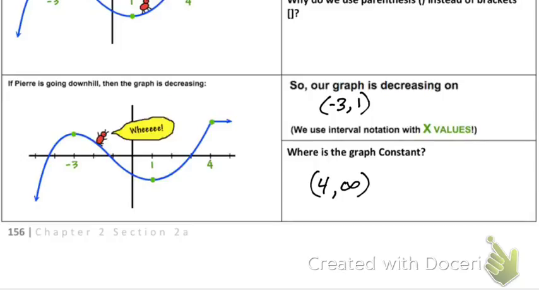Just a question. I get why we use parentheses on the others, but why do we not use a bracket on the 4 here? Same exact statement.